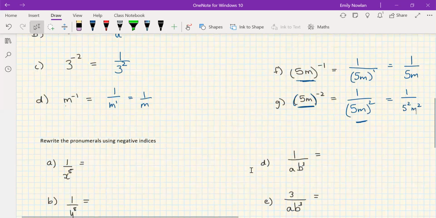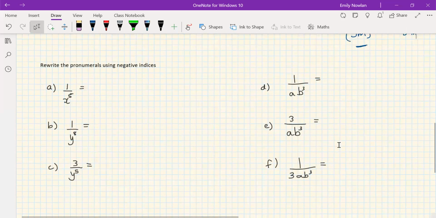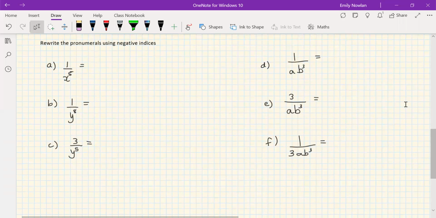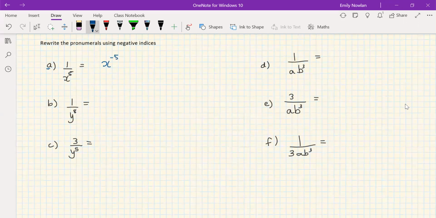Okay, what if we want to do it the other way around? What if we've got these questions and we want to rewrite them using a negative index? So again, pause it if you want to try it yourself first. Let's start with question A. So I have 1 over x to the 5. It's a positive index. If I want to bring it up, then the 5 power has to come to the top, but I have to change it to a negative when I bring it up to the top.